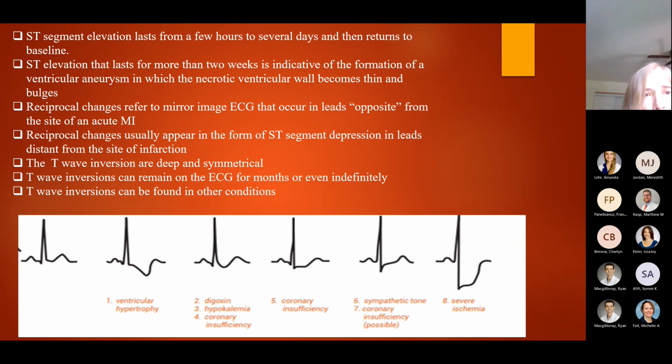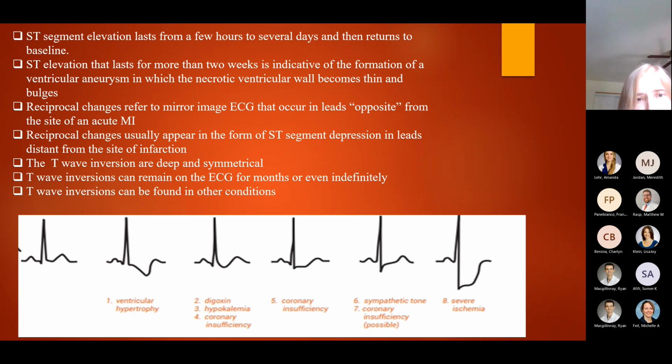As I mentioned before, ST elevation lasts from a few hours to several days, but ST elevation that lasts more than 2 weeks is indicative of formation of a ventricular aneurysm, in which the necrotic ventricular wall becomes thin and bulges. Reciprocal changes refer to the mirror image of the EKG that occurs in leads opposite from the site of an acute MI. They usually appear as ST segment depression in leads distant from the site of infarction. Later, I'll talk about reciprocal changes.